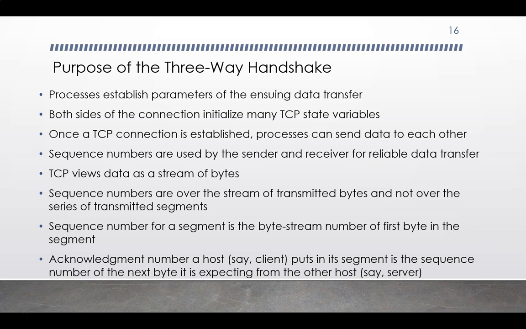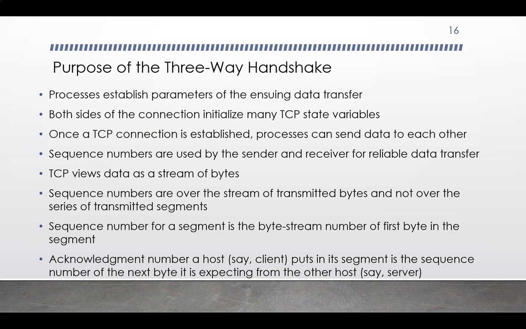It's basically saying, well, I'm starting at some number, so the first byte that you get from me will be that number. The second byte will be that number +1, that number +2, and so on. And that's how the system can confirm that it has received the proper message. The sequence number for a segment is the byte stream number of the first byte in the segment.